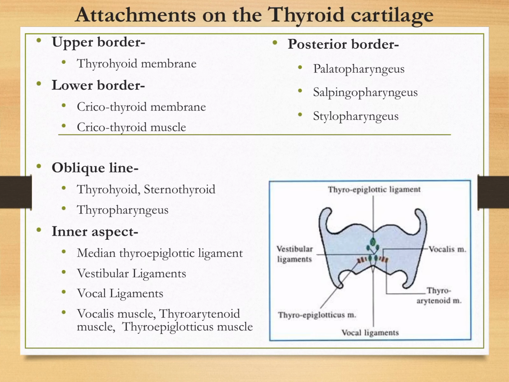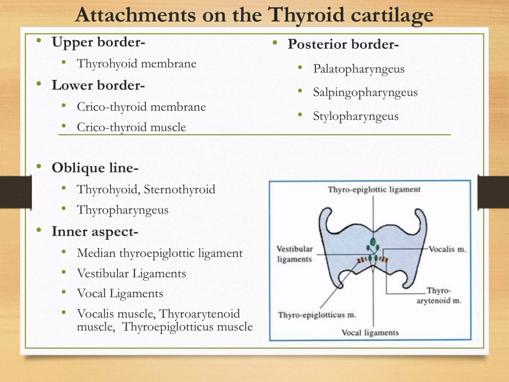So, attachments of the thyroid cartilage. The upper border, that's not rocket science, gives attachment to the thyrohyoid membrane. The lower border gives attachment to the cricothyroid membrane, as well as the straight and oblique heads of the cricothyroid muscle. Now the posterior border is important. It gives attachment to three muscles: the palatopharyngeus that comes from the palate, the salpingopharyngeus that comes from the eustachian tube, and the stylopharyngeus that comes from the styloid process.